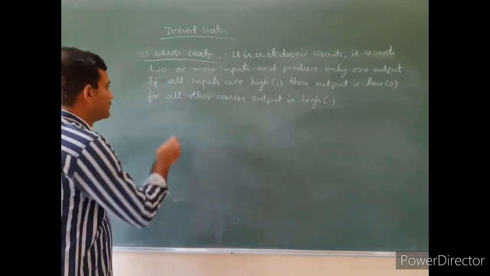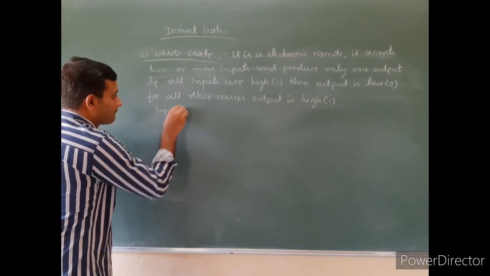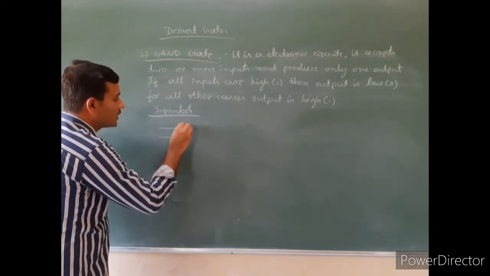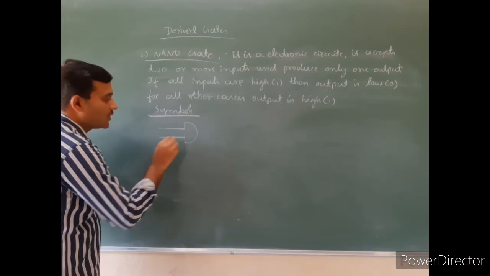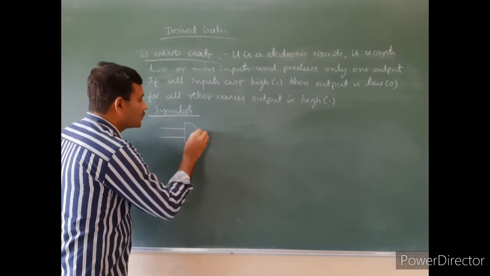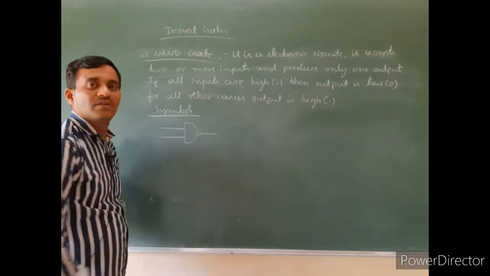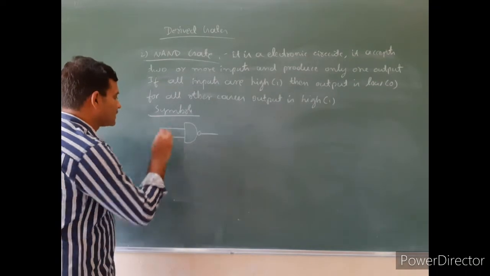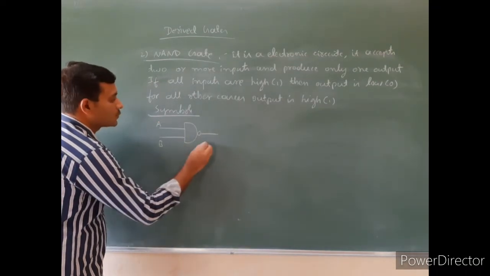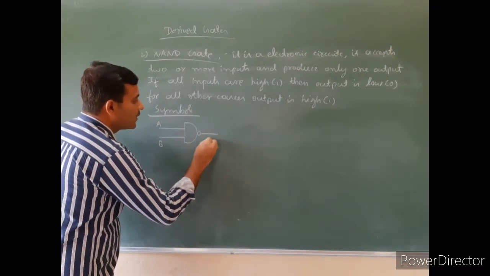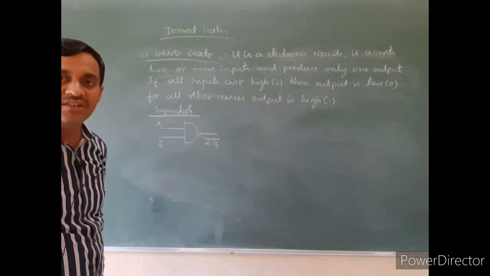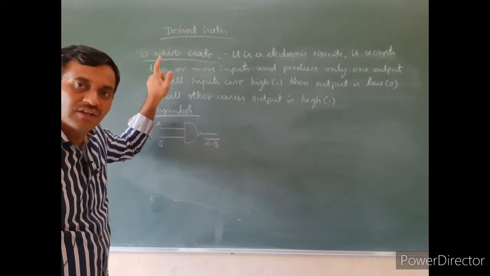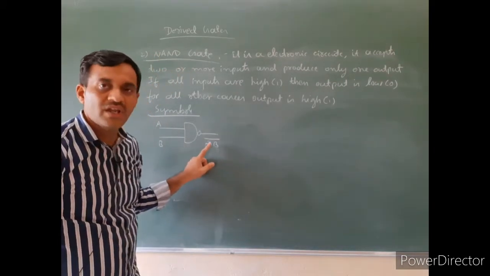Let us see the logic symbol. It accepts two or more input signals and produces only one output. Then the output is the complement of the inputs. Let us see here A, B, then the output is A into B bar. Why is it so? Because it is a combination of an AND gate and a NOT gate. Hence it is A into B bar.